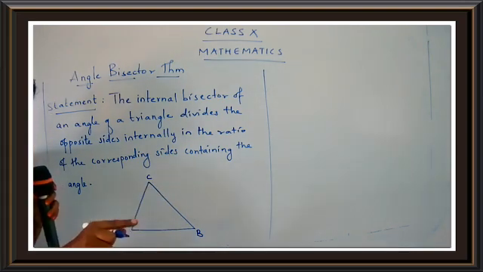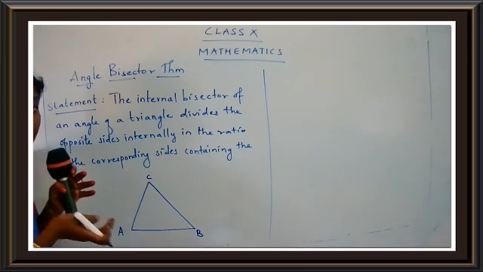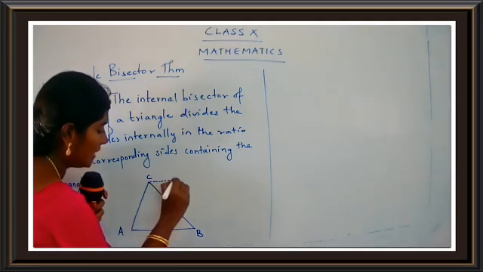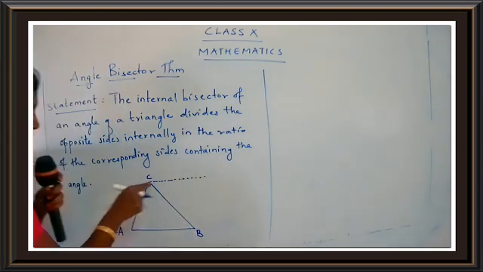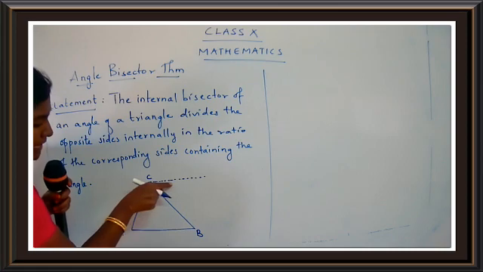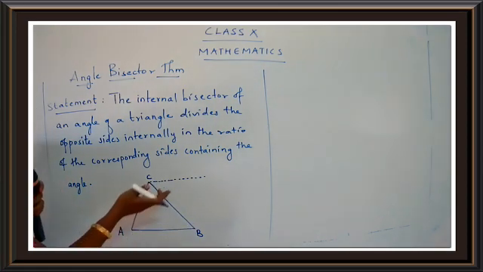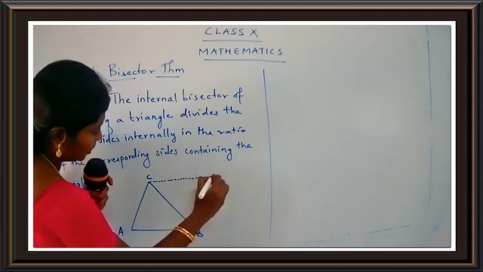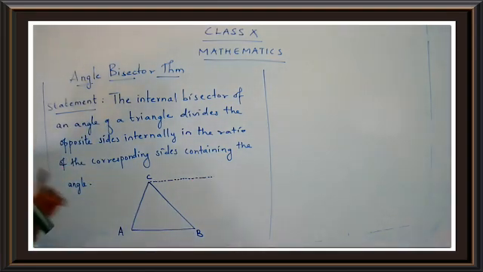You know what is the meaning of parallel line? That is, the line should never meet each other. So just draw a parallel line to AB this way. Just use a dotted line. So this is AB, and you're going to draw a line which is parallel to AB. You can just use a dotted line because this is a construction.